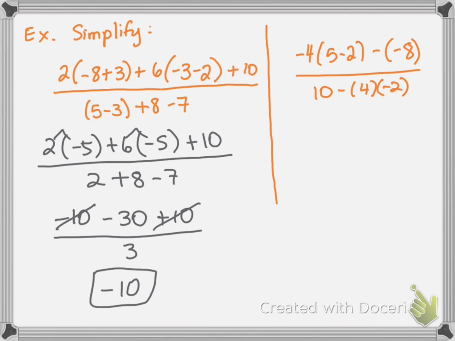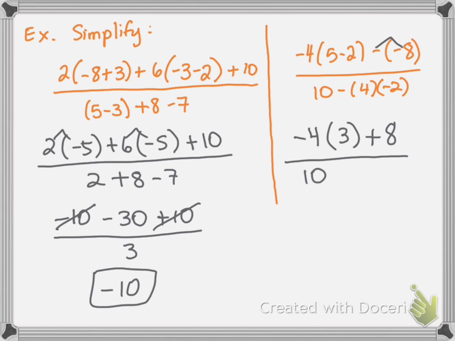The next exercise is very similar. I'm going to do negative 4 times 5 minus 2 is 3, so I put 3 inside the parentheses. And I just have to simplify here. 2 negatives is a positive 8. Notice I don't put the parentheses because the parentheses is already used when I multiply times a negative in front.